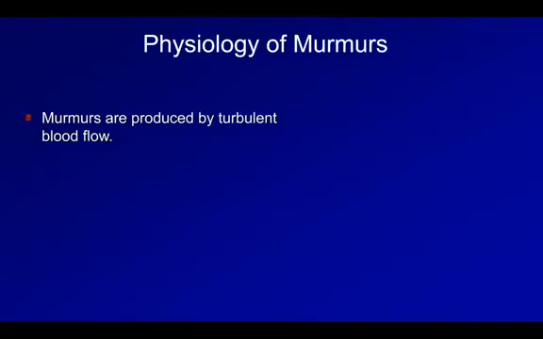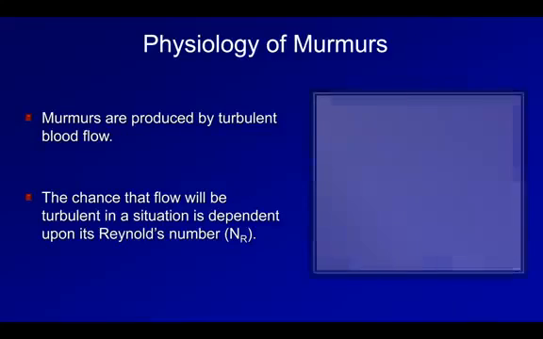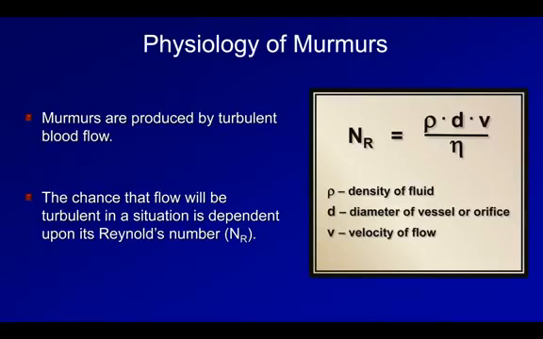Despite the name being different, murmurs and bruits represent the same type of phenomenon. The chance that blood flow will be turbulent in any given situation and thus produce a murmur is dependent upon its Reynolds number, with turbulence being more likely when the Reynolds number is higher. For those of you who have not recently studied for the MCAT, the Reynolds number can be calculated from the density of the fluid times the diameter of the vessel or orifice times the velocity of flow, all divided by the viscosity of the fluid. Within the heart, the most important of these parameters are the viscosity and the velocity. And squeezing blood through a pathologically narrowed orifice will increase the velocity out of proportion to the decreased diameter.